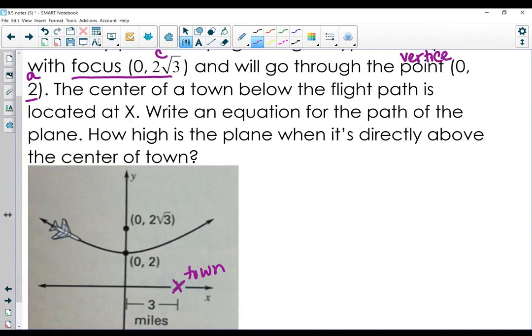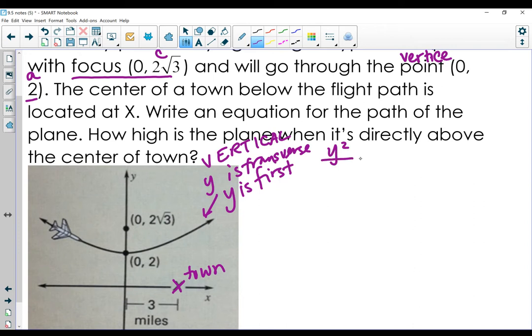First, we're going to write an equation for the path of the plane. So this seems a lot like the last problem we did. Now this one I can see is opening into the y direction. So my vertical axis is transverse. y squared has to be first. So y is transverse, and really by that I mean vertical. And so y is first in the equation. So I will have y squared over a number minus x squared over a number equals 1.